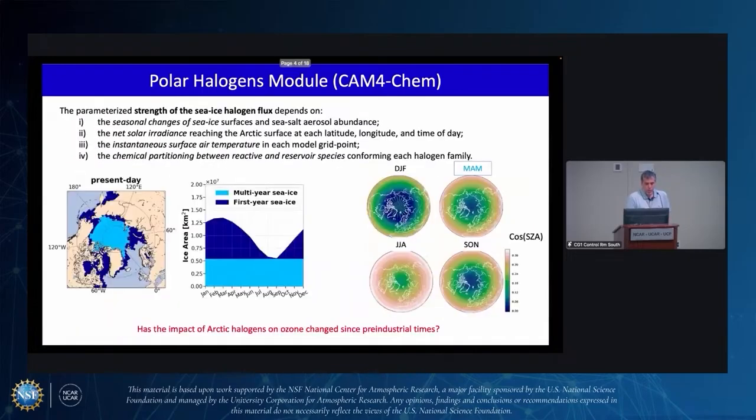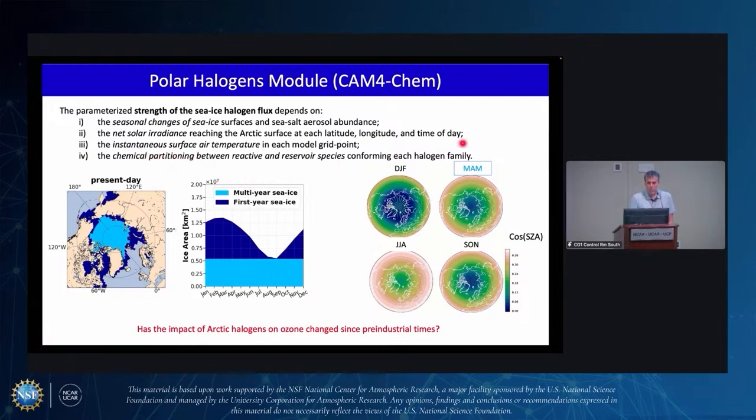So these processes, which are quite complex, we just parameterize them as well as we could for a global model. And this includes many fields that we keep track of in the model, with the coupling of the ocean and the ice. One of the parameters, the most important one, is the seasonal changes in the first-year and multi-year sea ice coverage occurring in this case over the Arctic. Also, we need to consider the net solar irradiance reaching the Arctic surface for the different time periods.